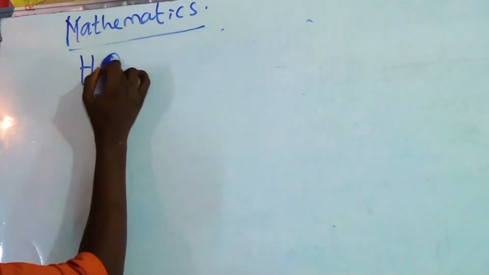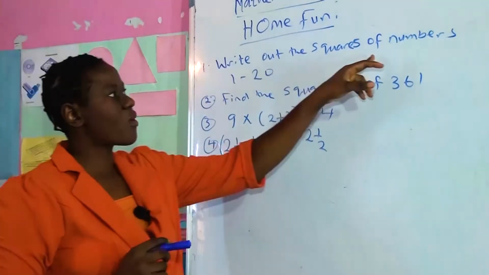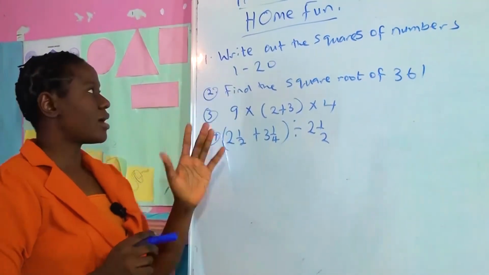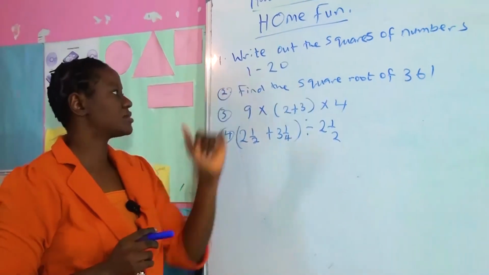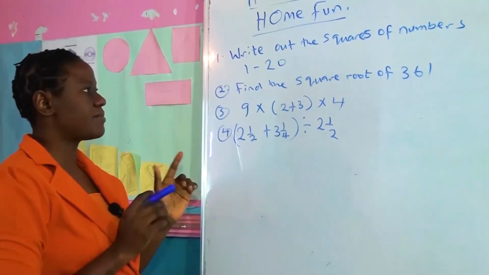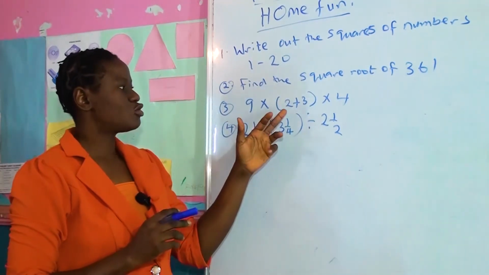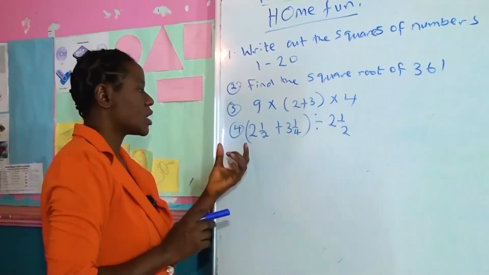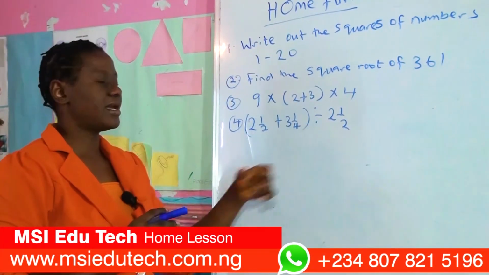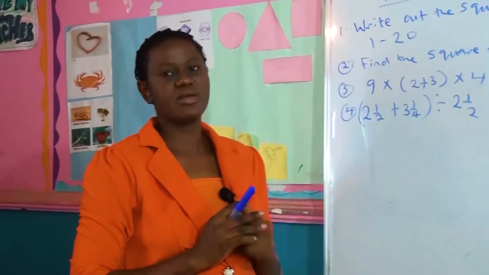Now I'll give you some activities to solve at home. These are the questions. Number 1, write out the squares of numbers 1 to 20. That means 1 squared, 2 squared, 3 squared, up to 20 squared. Number 2, find the square root of 361. What number multiplied by itself gives 361? Number 3, 9 times 2 plus 3 in brackets times 4. Number 4, 2½ plus 3¼ divided by 2½. I hope you will be able to do this very easily.